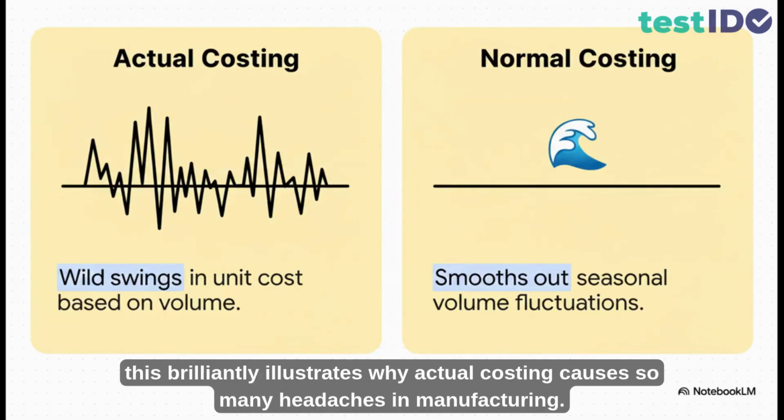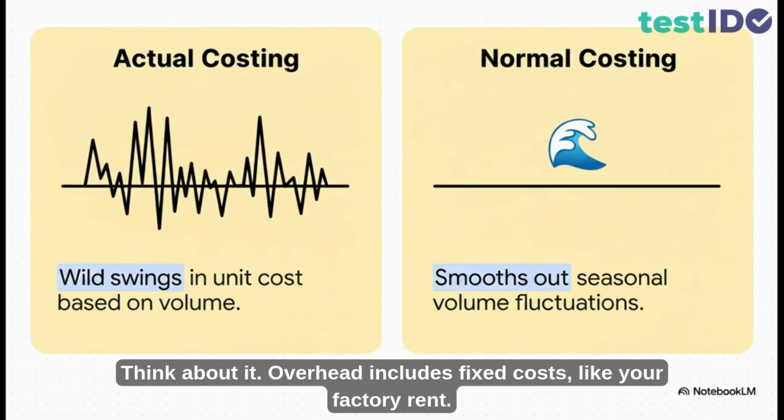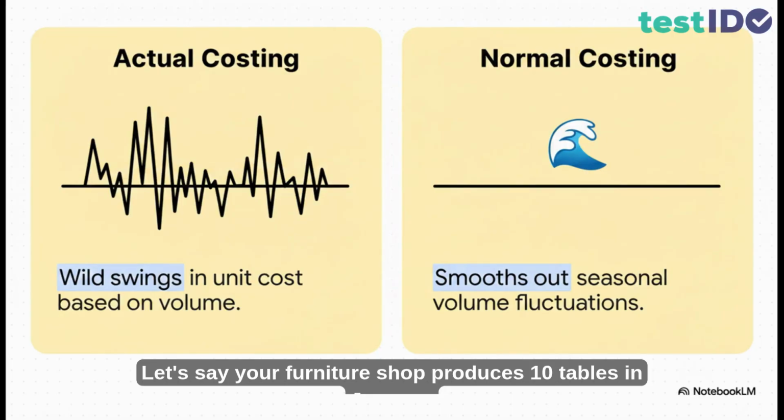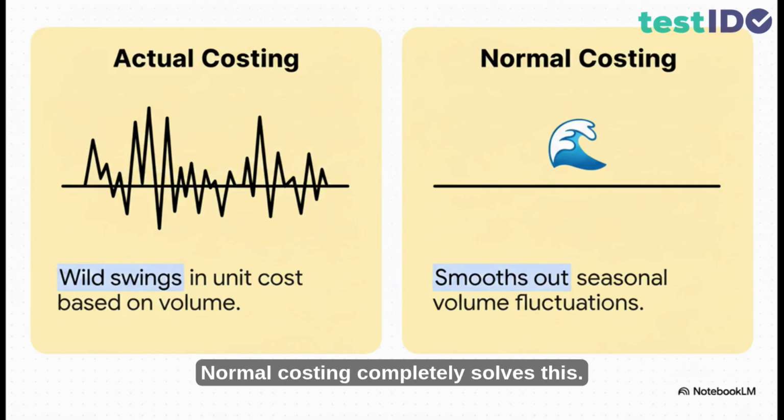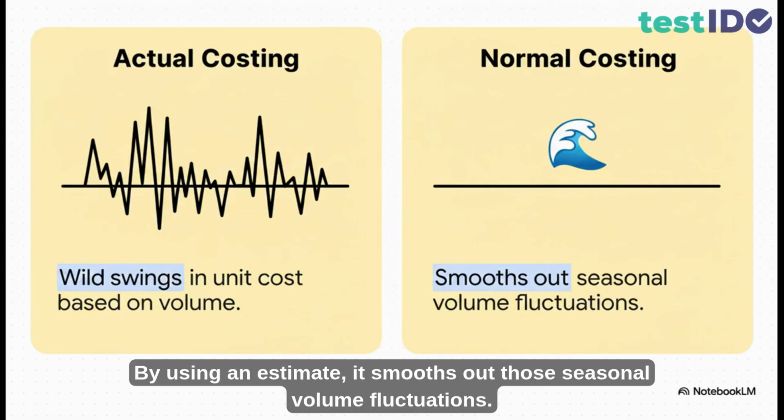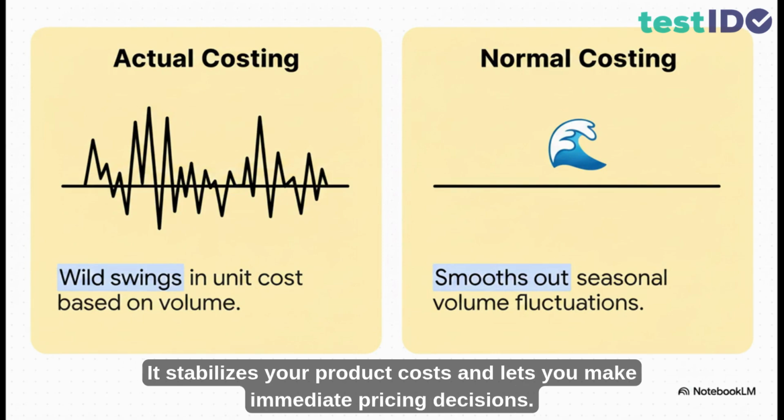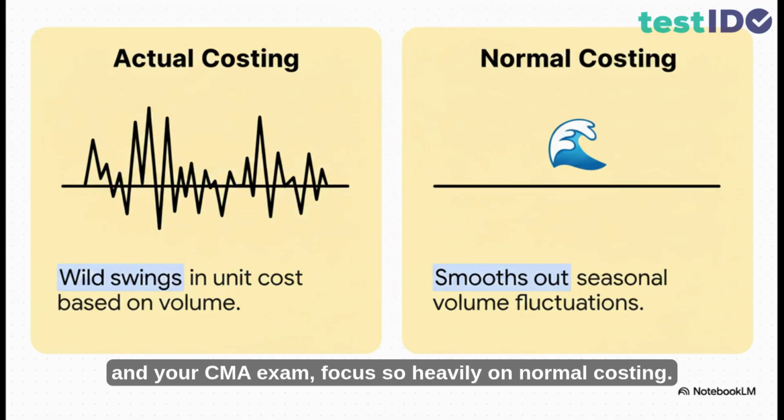And honestly, this brilliantly illustrates why actual costing causes so many headaches in manufacturing. Think about it. Overhead includes fixed costs, like your factory rent. Let's say your furniture shop produces 10 tables in January, but boom, 50 tables in February. If you use pure actual costing, your unit cost is going to swing wildly from month to month, just because that fixed rent is being spread over a different number of units. Normal costing completely solves this. By using an estimate, it smooths out those seasonal volume fluctuations. It stabilizes your product costs and lets you make immediate pricing decisions. This is exactly why most companies and your CMA exam focus so heavily on normal costing.